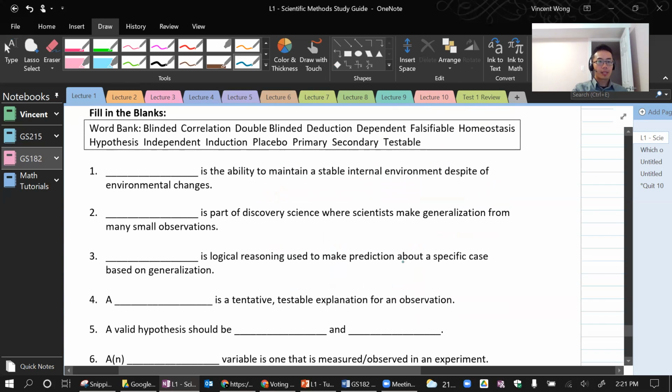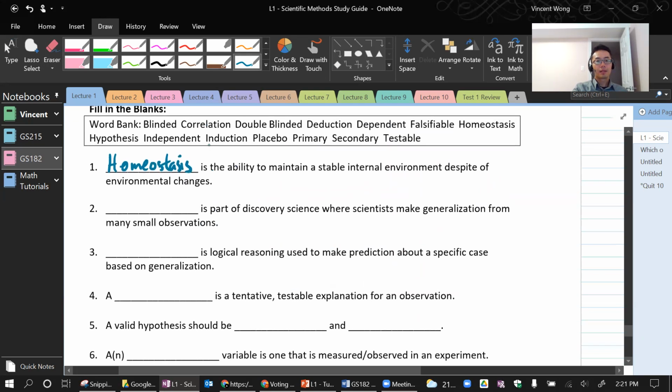And that takes us to the last part here, fill in the blanks. Let's just go through these things. So first one, ability to maintain a stable internal environment, that is homeostasis. Next, we have part of discovery science where we make generalizations from many small observations. So that's going from small to general statement, and that is induction. The opposite is deduction, where you go from a generalization to specific cases.